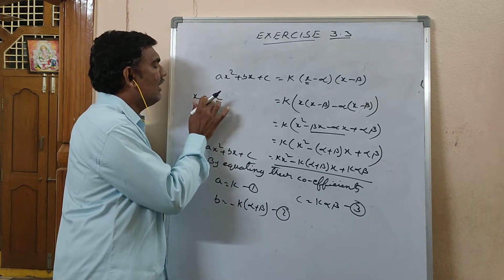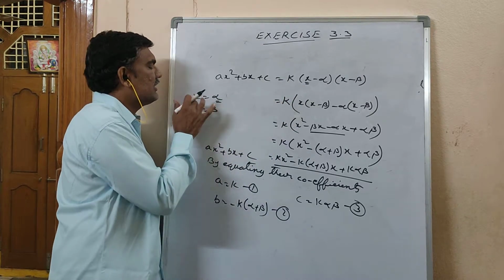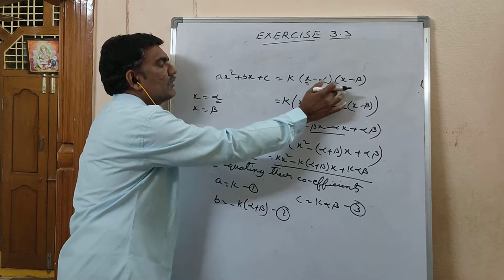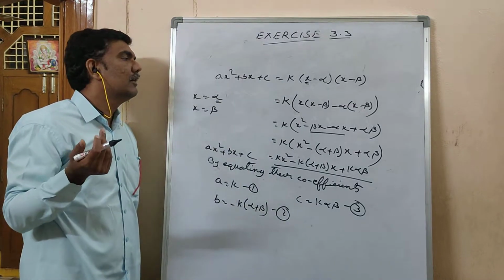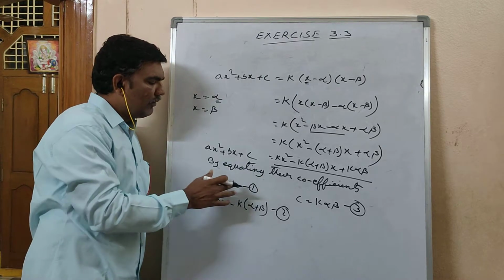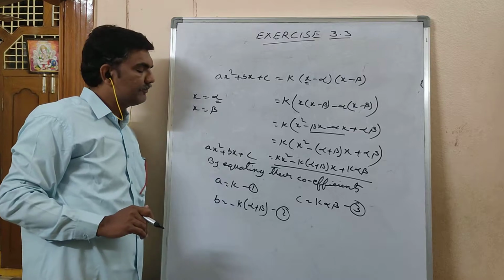If one zero is alpha, bring the plus quantity to this side. x minus alpha is a factor, x minus beta is a factor. Being a quadratic polynomial, you will get two factors only, but it differs in the constant k. So k into, I multiplied that much. Okay. Now, wherever k is there, I am substituting a.